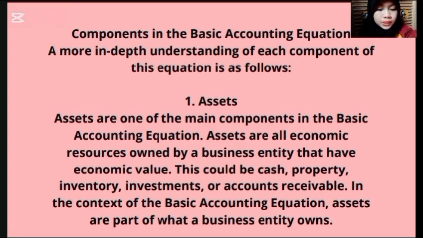Components in the basic accounting equation. A more in-depth understanding of the components of this equation is as follows. Number 1. Assets. Assets are one of the main components in the basic accounting equation. Assets are all economic resources owned by business entities that have economic value. This could be cash, property, inventory, investment, or accounts receivable. In the context of the basic accounting equation, assets are part of what a business entity owns.